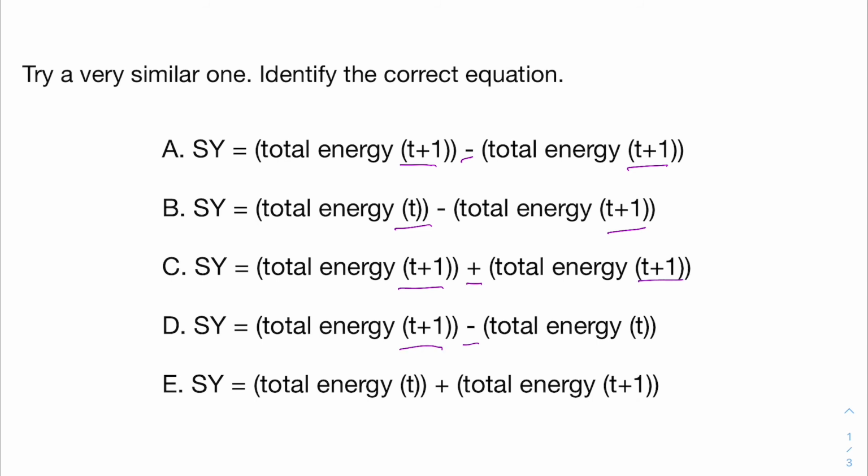Time plus 1 minus time. Time plus time plus 1. And so the one we're looking for is time plus 1, so this is in the future, minus time. So the amount of energy we have in the future minus the amount of energy we have now tells us the net productivity, and from our net productivity we know that that is the maximum sustainable yield.